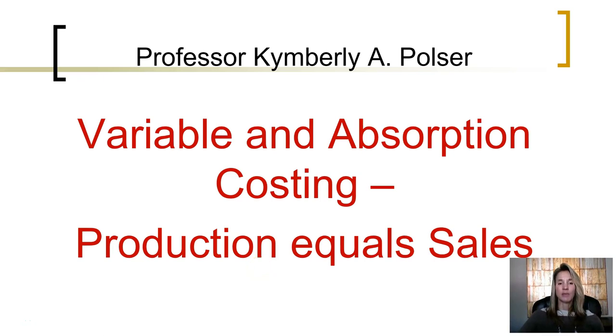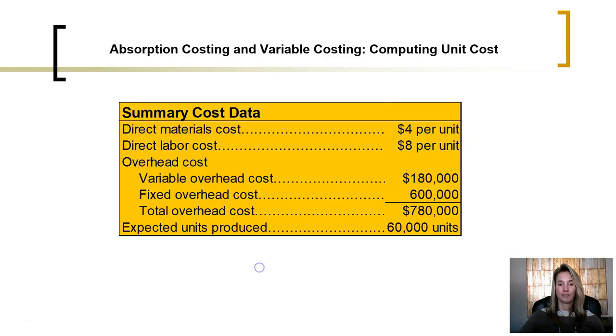In this episode, we will look at variable and absorption costing compared to one another when production equals sales. In order to see how variable costing and absorption costing impact the amount of income reported, we're going to use the following cost information.